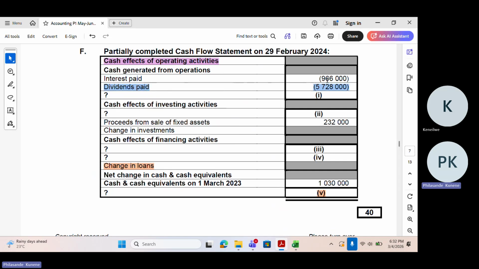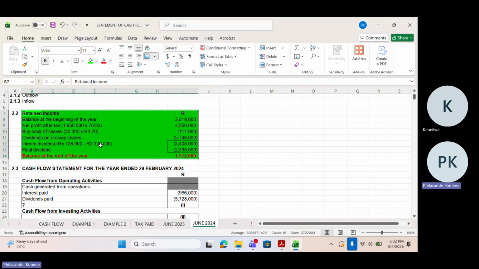They gave us the interest paid, they gave us the dividends paid. But what is here in this question mark that we need to calculate? Taxation paid. Exactly, we're going to have taxation paid. So we need to calculate taxation paid.